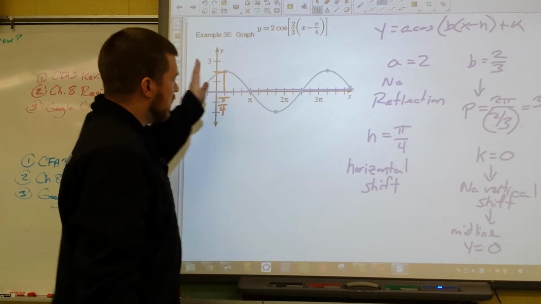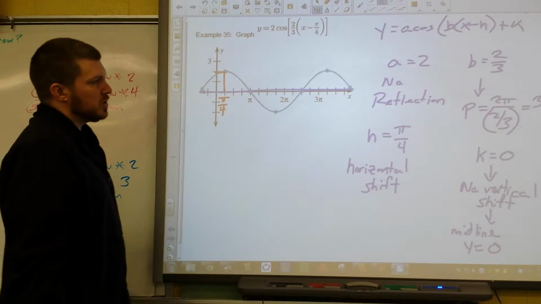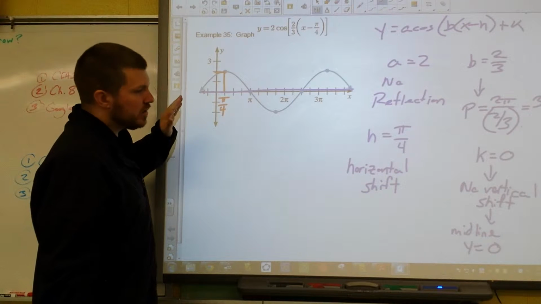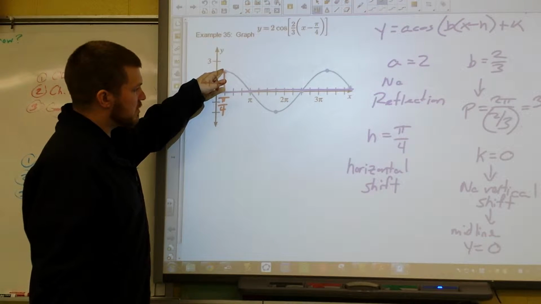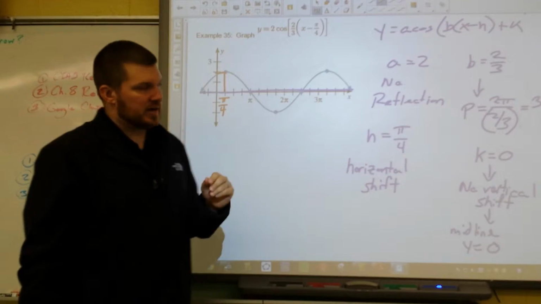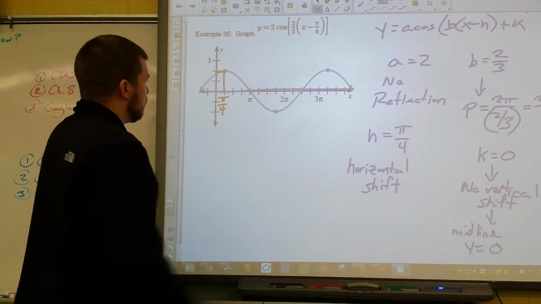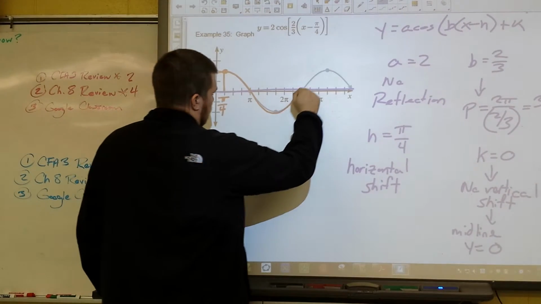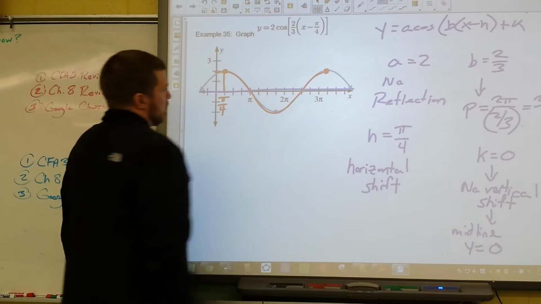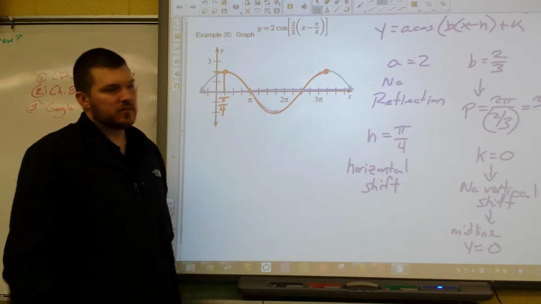So the entire wave is shifted over just a little bit. We know that since a is 2, there's no reflection. And I can see that in the graph because I know cosine is supposed to start at its maximum and finish in its maximum. That's what the parent function does. And I know that the period is 3 pi. So I'm going to start at my maximum and go all the way out. And one cycle of the wave is shown. Everything's working out the way it's supposed to. That's it for example 35.